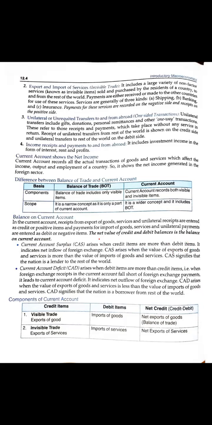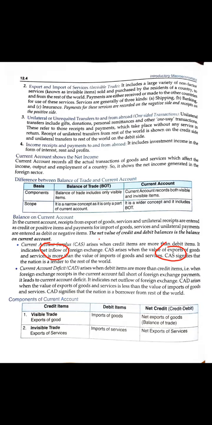Got it? Yes, sir. So what it indicates is inflows of foreign exchange. The inflow of foreign currency is more. And another aspect is that exports of goods will be more compared to imports. So this is the significance.